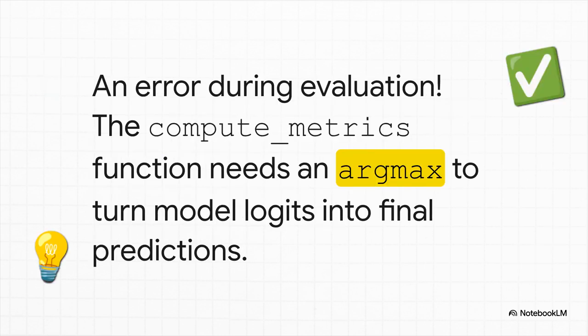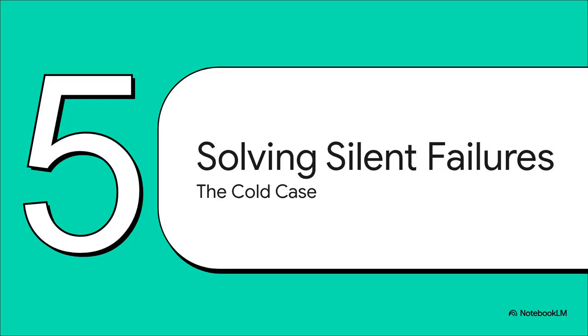Just when we think the case is closed, one last little puzzle appears, this time during the evaluation step. Turns out, the model outputs raw scores, or logits, but our metric is expecting a final definite prediction. All we have to do is pop an argmax into our compute_metrics function to turn those scores into the final prediction.